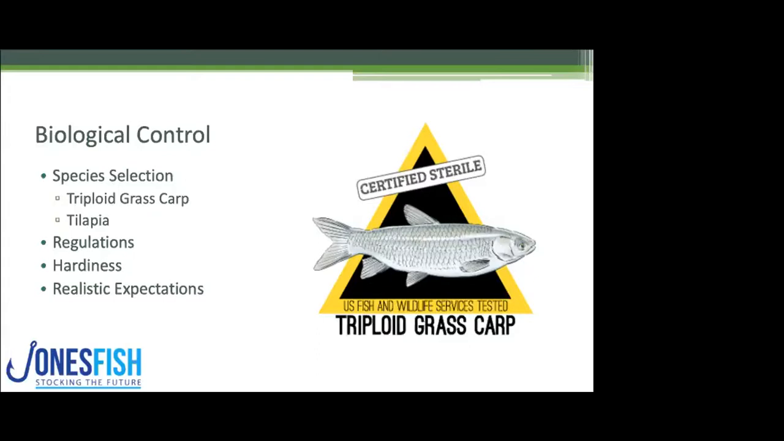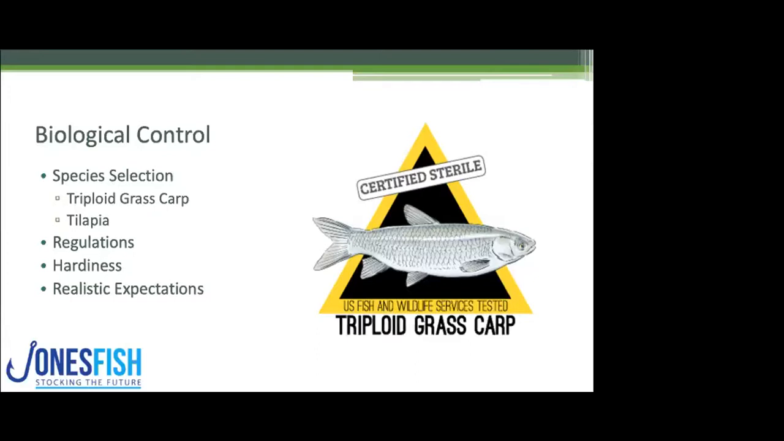Tilapia are ones that will die in the wintertime. They're a tropical fish, so they start dying off once the water temperature hits about 68 degrees or so. So that's something you have to restock every year if you're looking to keep up with that control.